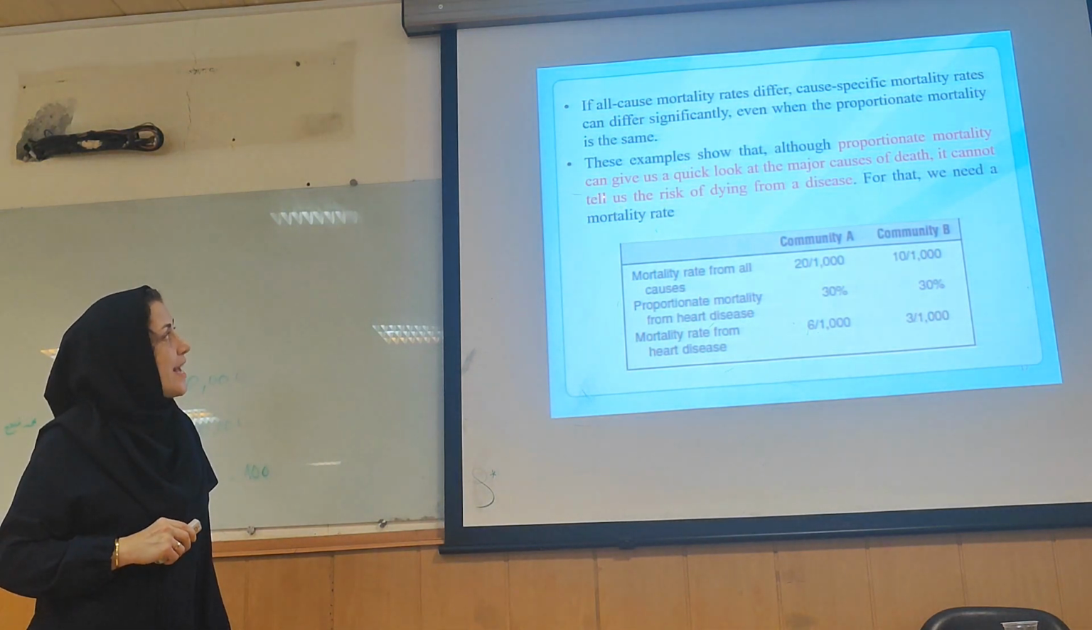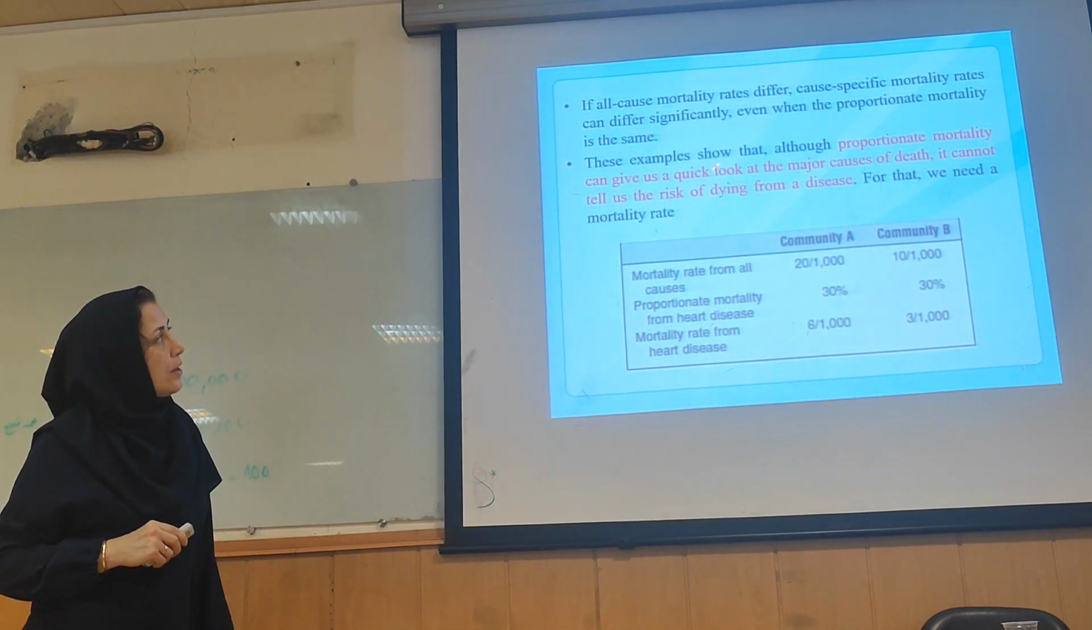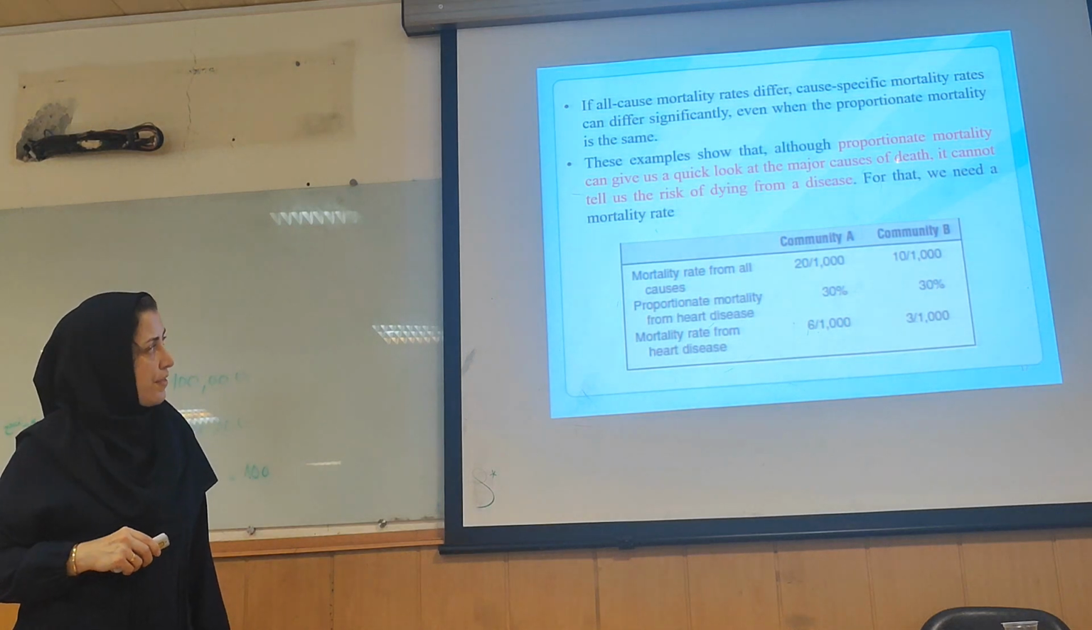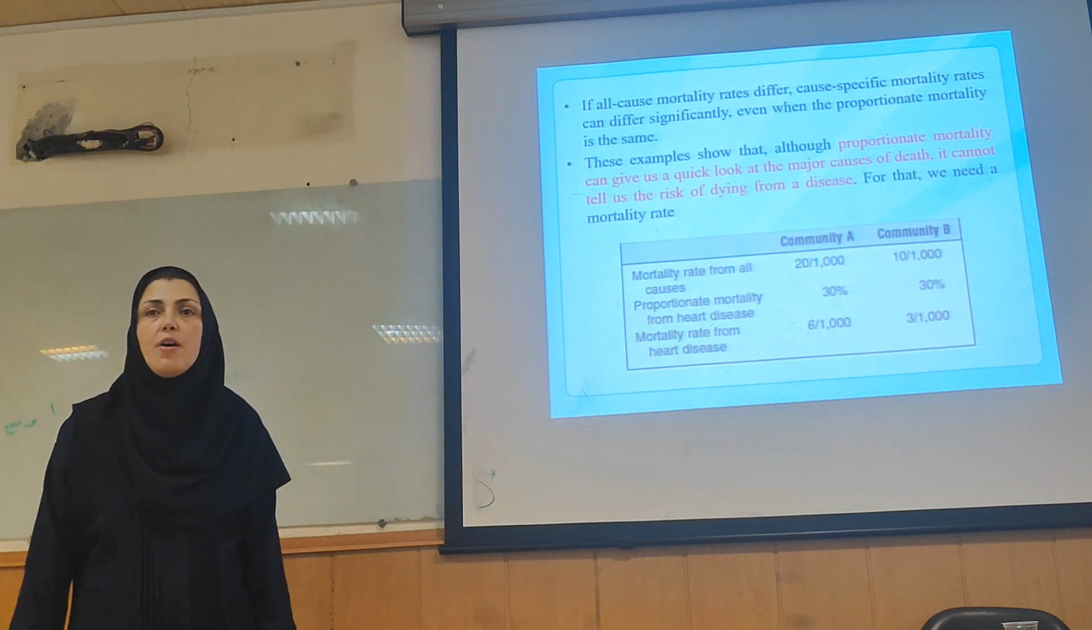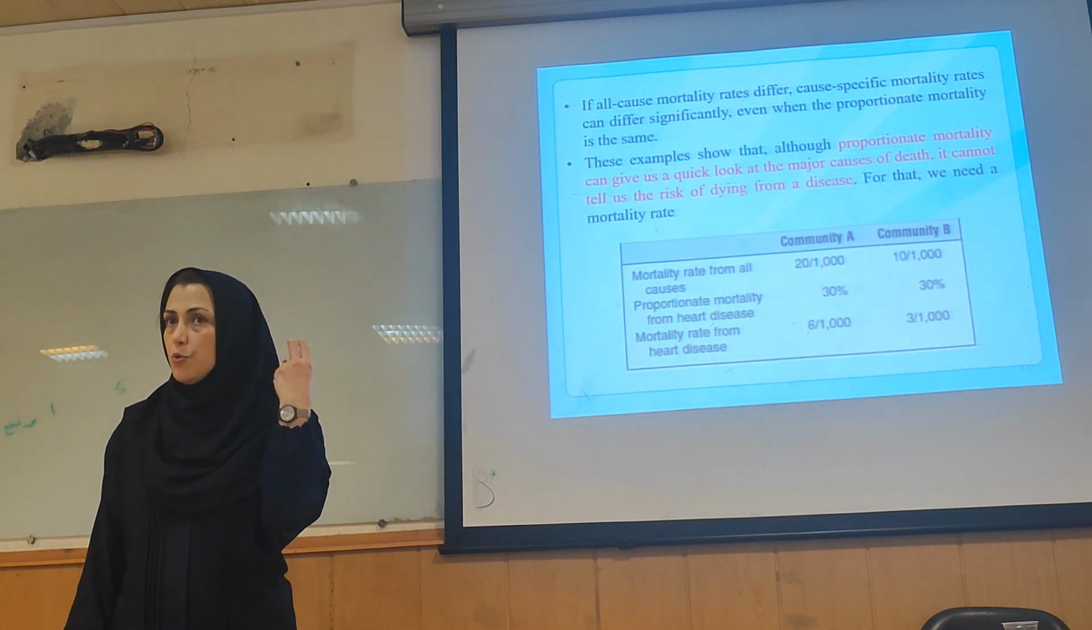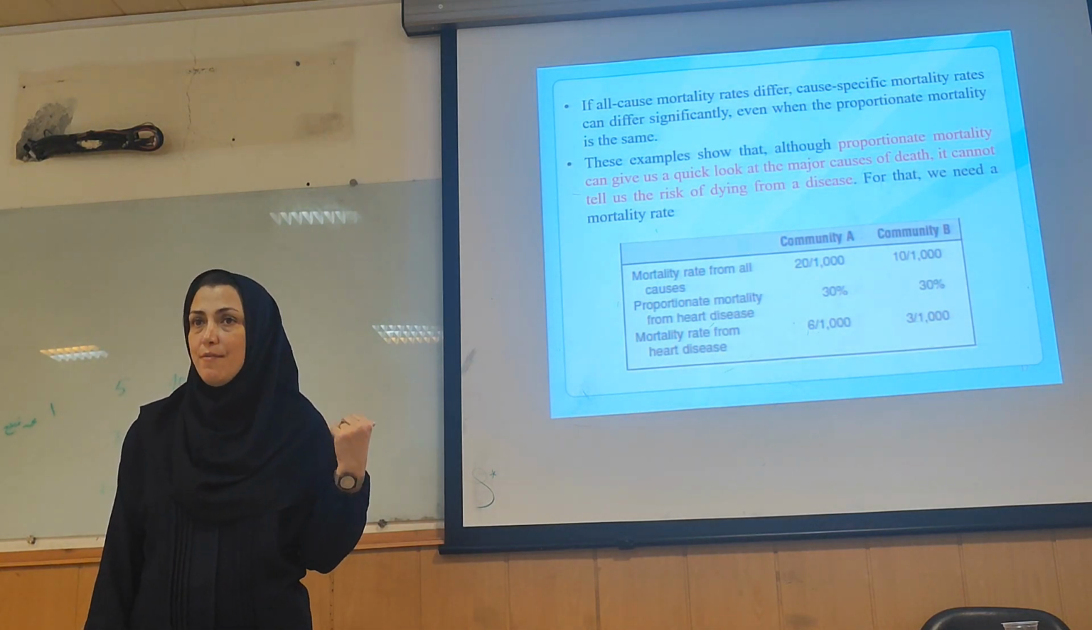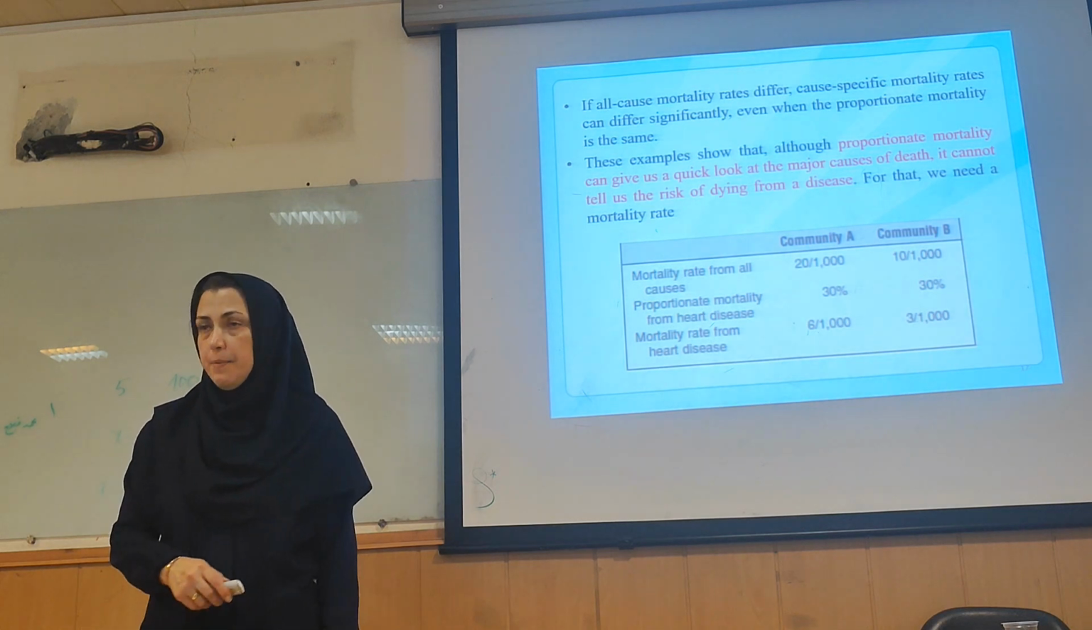Proportionate mortality can give us a quick look at the major causes of death in each region, but it cannot tell us the risk of dying from a disease, based on the two examples that I have shown you. Okay?